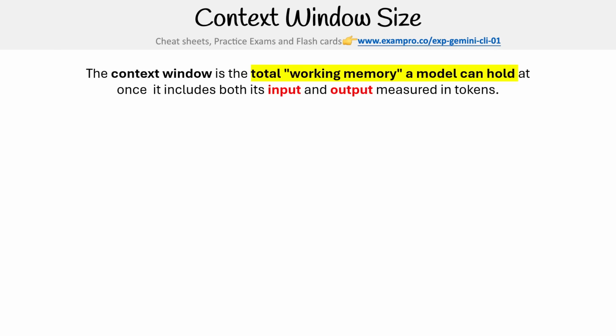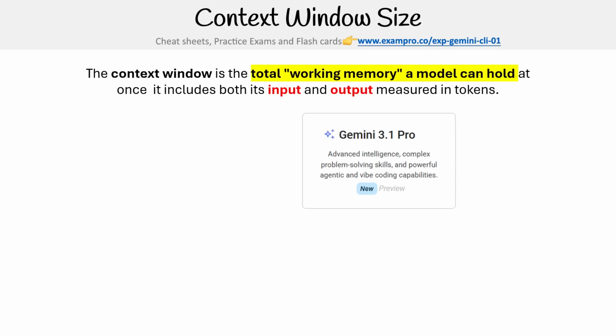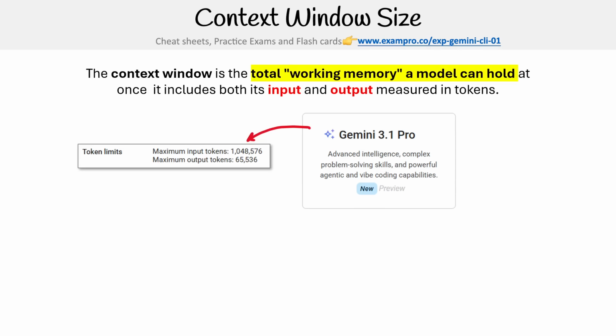The context window is the total working memory a model can hold at once, and it includes both its inputs and outputs measured in tokens. So if we're looking at Gemini 3.1 Pro, we'll see that it has a maximum token input of 1 million and a maximum output tokens of 65,000. The lowest of all the frontier models across providers for American models is 65,000.